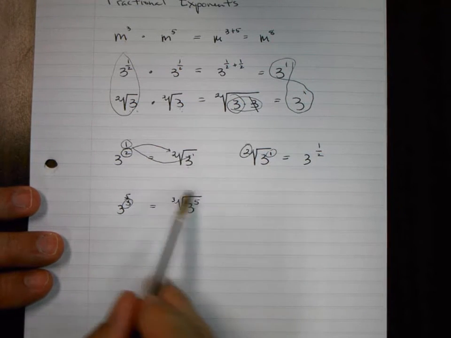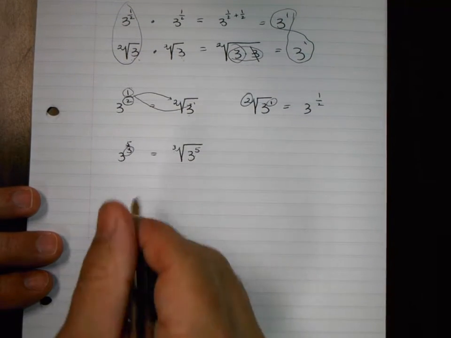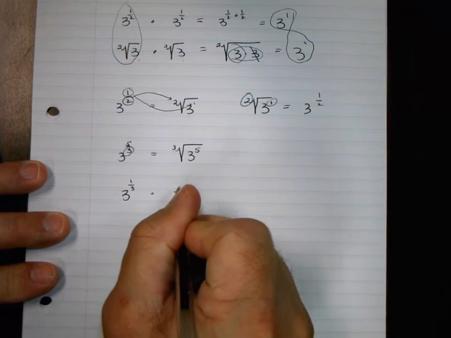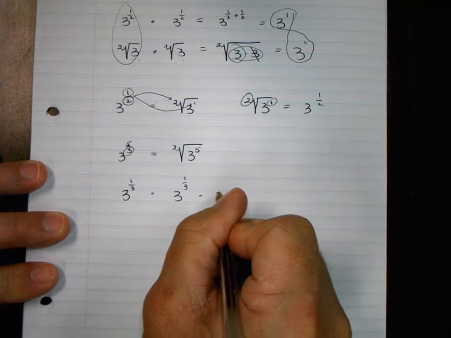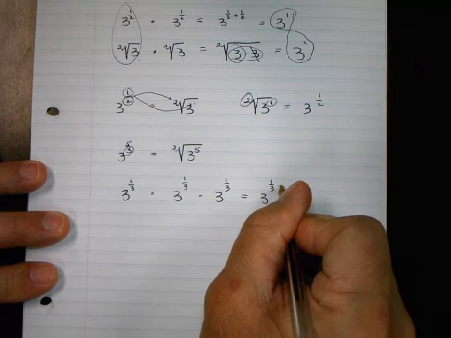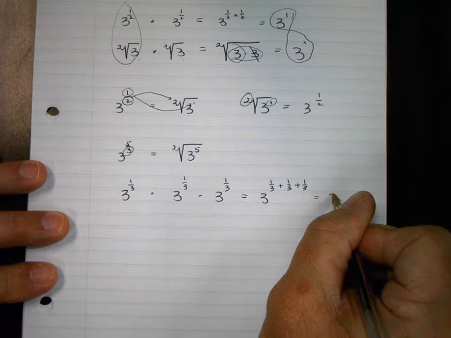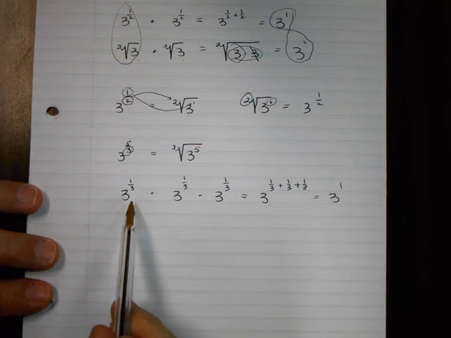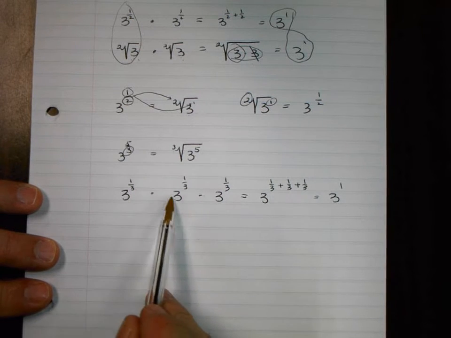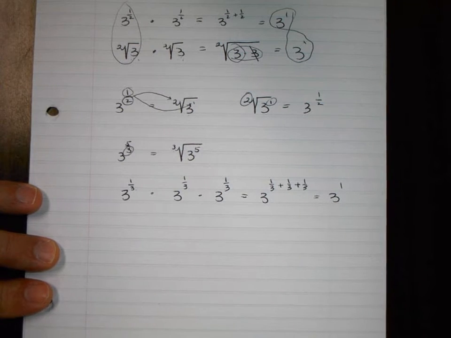We're going to talk more about this in a minute, but I just want to do one more example from above. If we had 3 to the 1/3 times 3 to the 1/3 times 3 to the 1/3, that equals 3 to the 1/3 plus 1/3 plus 1/3, which equals 3 to the first. That shouldn't be amazing to you. Anytime we multiply the same base, we simply add their exponents. We have the same base here, so we add 1/3 plus 1/3 plus 1/3. We get 3 to the first.